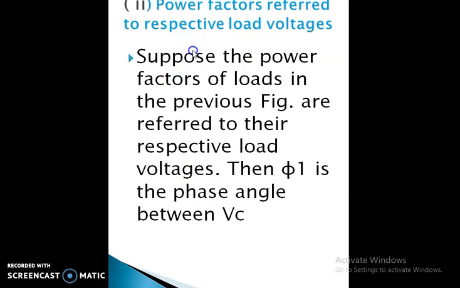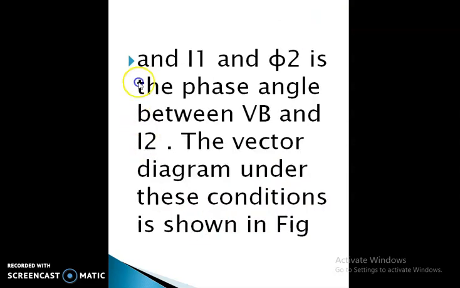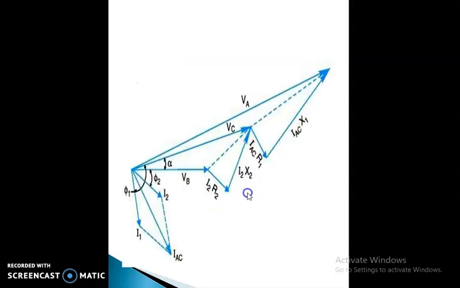Second, power factor referred to the respective load voltage. Suppose the power factors of the loads in the previous figure are referred to their respective load voltages. Then phi 1 is the phase angle between VC and I1, and phi 2 is the phase angle between VB and I2. The vector diagram under this condition is shown in the figure.